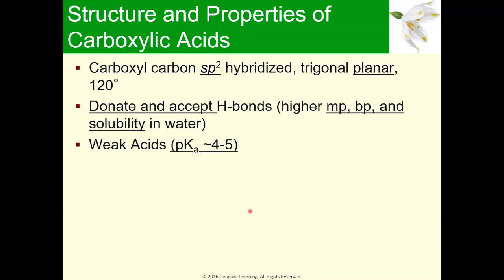And as the name kind of gives away, we've learned before that carboxylic acids are weak acids. They have pKa's in the range of 4 to 5. You can tweak them a little bit to get them out of that range, but typically a carboxylic acid will have a pKa in that range of 4 to 5. They're weak acids.